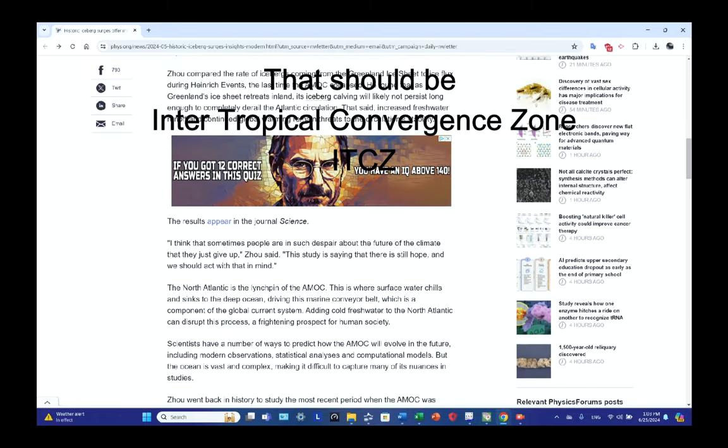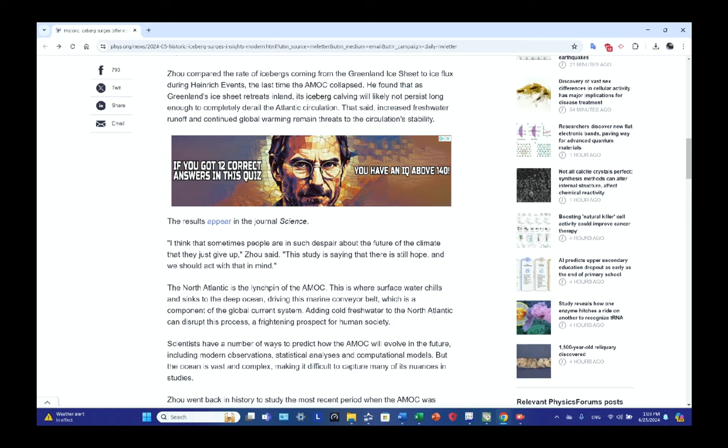Zhao compared the rate of icebergs coming from the Greenland ice sheet to ice flux during Heinrich events, the last time AMOC collapsed. He found that as Greenland's ice sheet retreats inland, its iceberg calving will likely not persist long enough to completely derail the Atlantic circulation. That said, increased freshwater runoff and continued global warming remain threats to the circulation's stability. The increased freshwater runoff is due to the warmer air temperatures melting the ice.